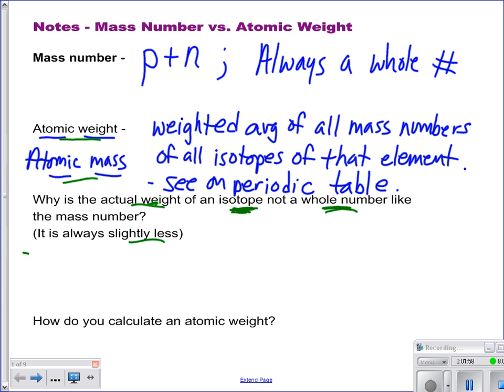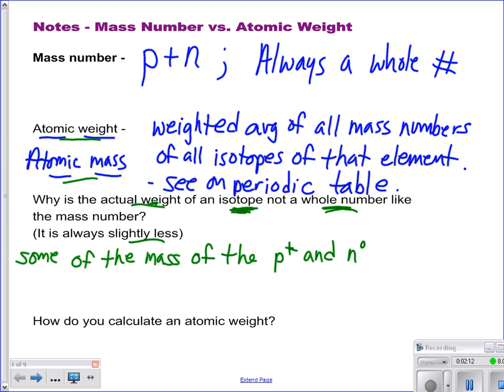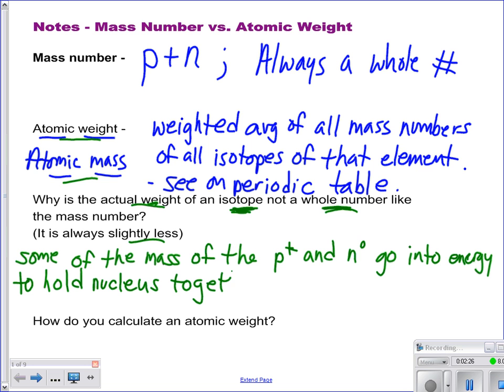So let's say that some of the mass of the protons and neutrons go into energy to hold the nucleus together. We would expect this to happen because you know that your protons are going to be positively charged, so they're going to repel each other. This all goes back to Einstein's famous formula, E equals mc squared. So some of the mass of those protons and neutrons goes into the energy to hold that nucleus together.